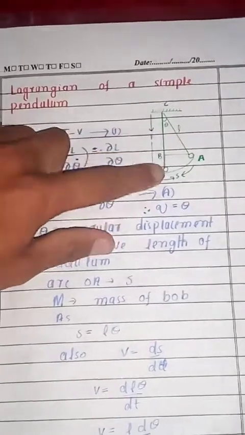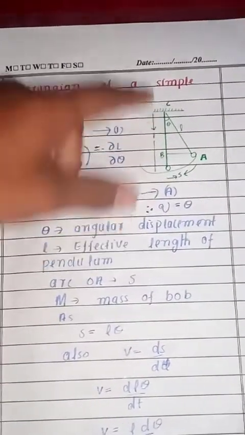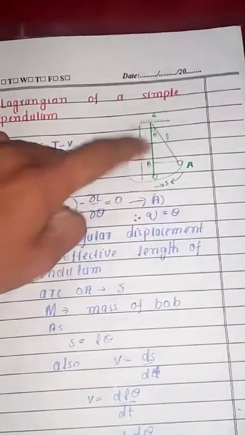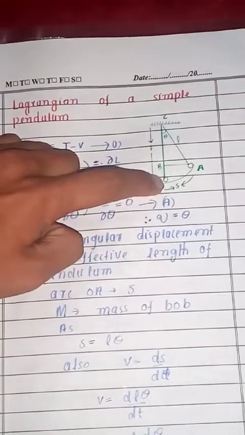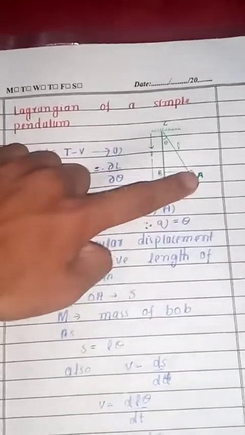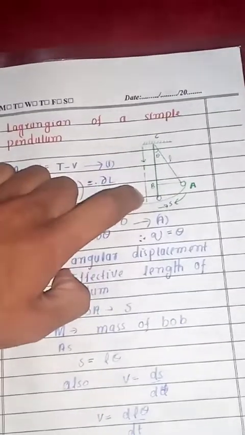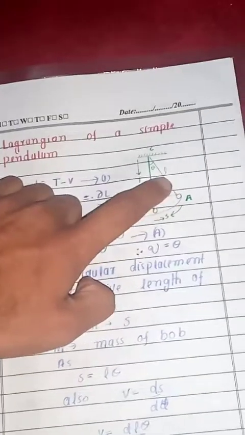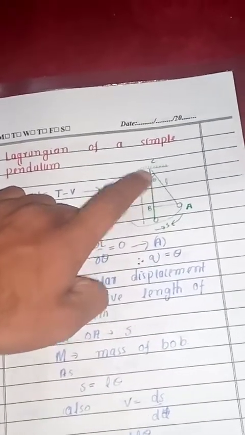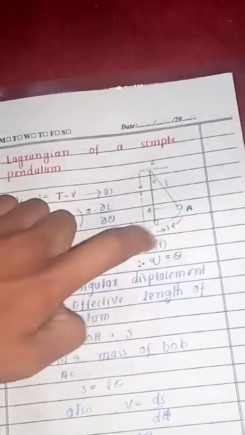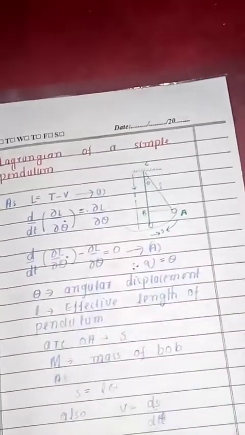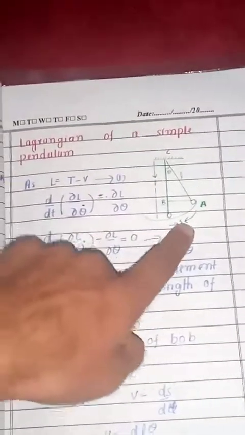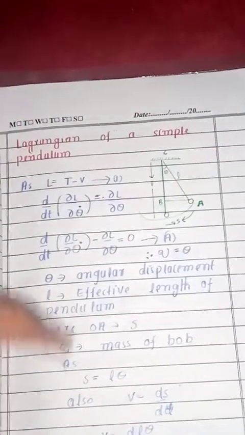Consider a bob suspended from an extensible string. This is the original length. When we displace it from point O, it will move to A. This is the original length, and when it is displaced, it becomes the new length. This is the angle theta. This is the point C, and this is the displacement. Actually S is the arc. For displacement, you will take theta.